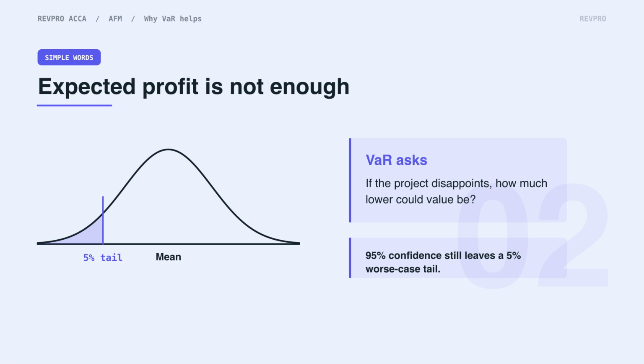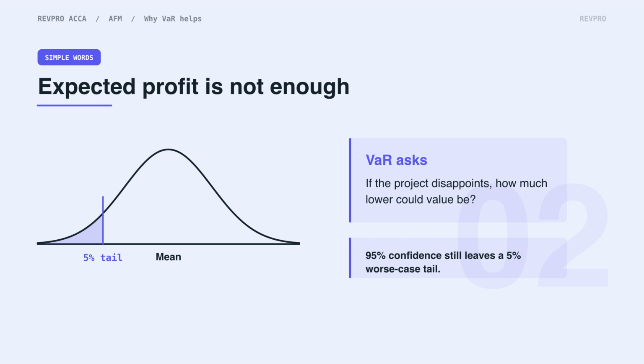In simple words, how far below the expected value could this project fall with a given level of confidence? Value at risk, or VAR, is the estimated amount by which a project could fall below its expected value at a stated confidence level. If the 95% VAR is $1.65 million, that means we are 95% confident the project will not fall more than $1.65 million below its expected value.